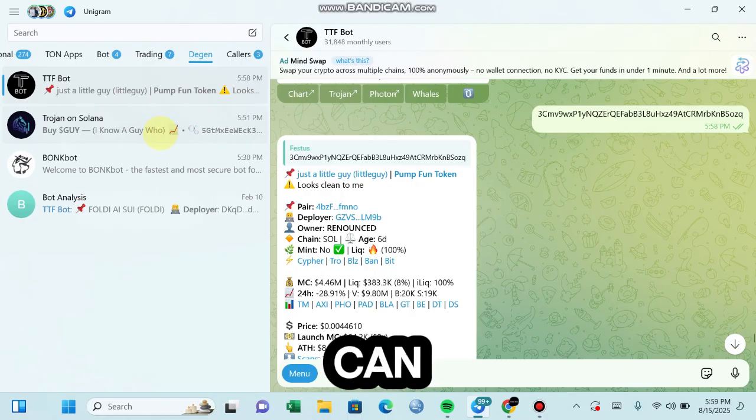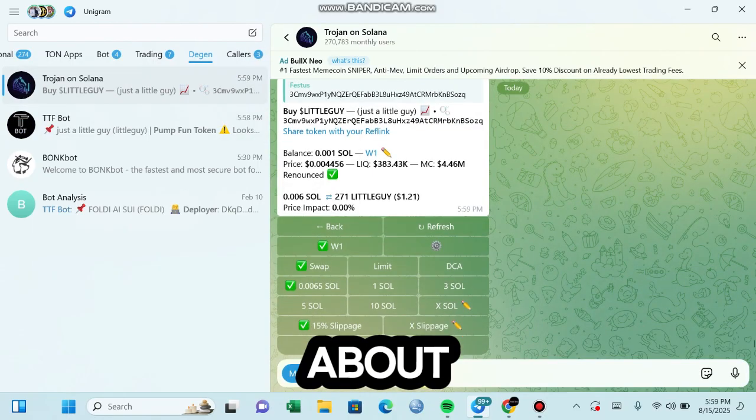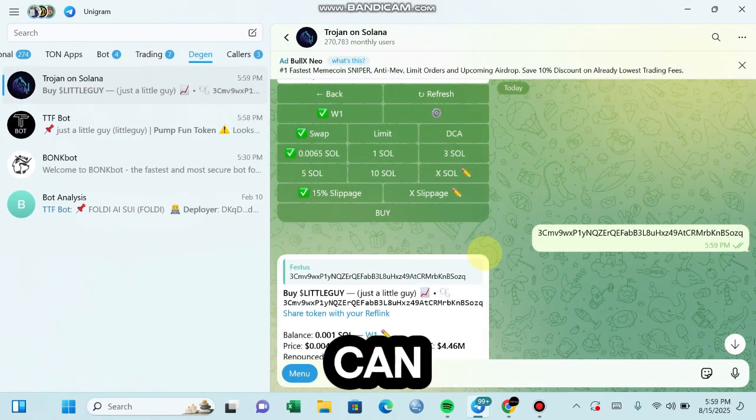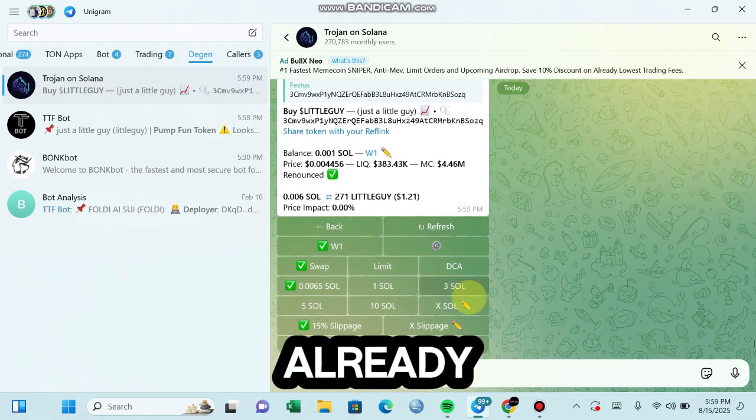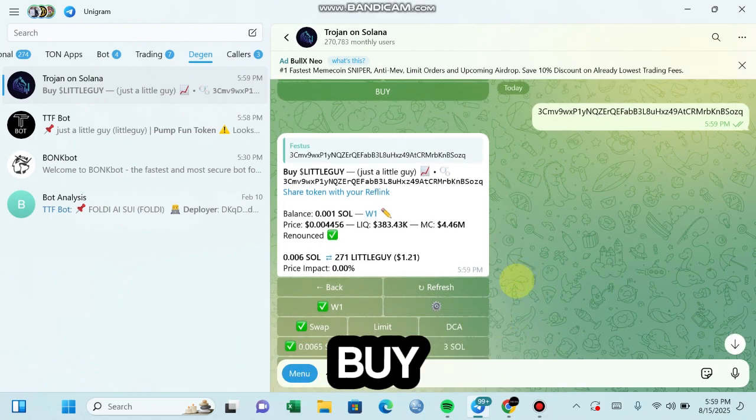Then you can use these bots to buy if you don't want to use Pump.fun. You can use this, but you can see once I paste the CA, I've already automated the amount I want to buy. If I want to buy 0.06 SOL, I simply click on it and I will buy. Then if I want to DCA, I can simply click on it, it's going to buy. If I want to set a limit, I can simply do it at this particular place. So with this, you can really buy and sell this particular token very fast. So this is it.